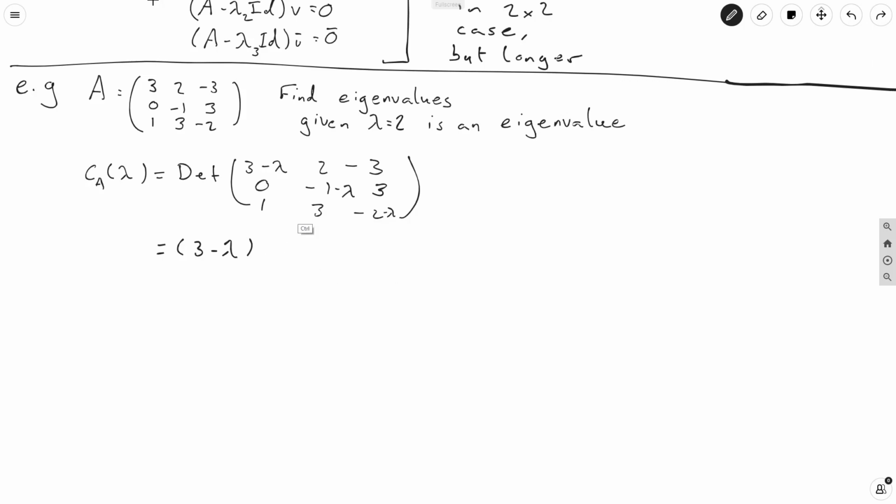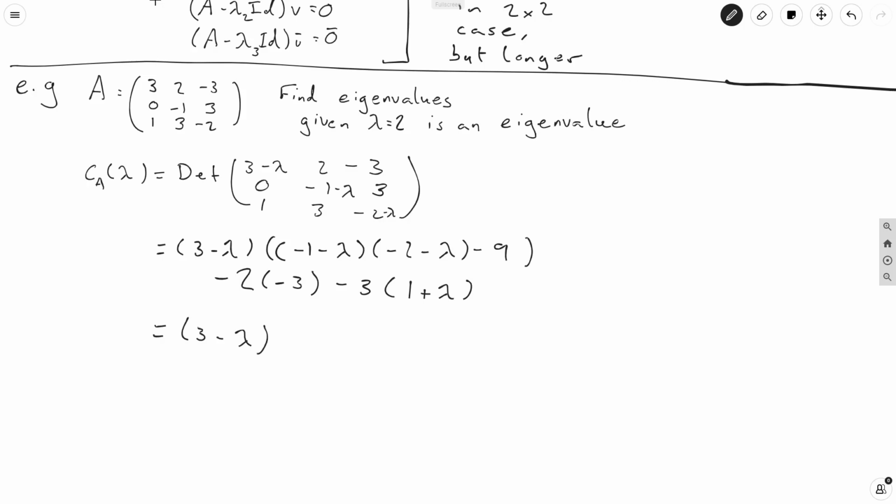Let's do it a little faster just because we have a lot to get through here. So it's minus 1 minus lambda times minus 2 minus lambda, minus 9. That's just doing the subdeterminant. And we're going to write down a minus sign, go to the next entry, and take the determinant of 0, 3, 1, minus 2 minus lambda. The 0 will kill off one of these terms, so it'll just be minus 3. And lastly, we'll get the minus 3 times the determinant of this matrix here, and that'll just come out to be 1 plus lambda. So let's multiply this all out.